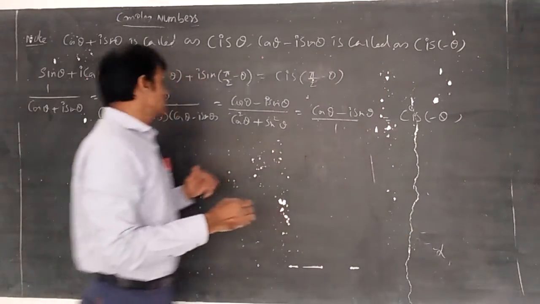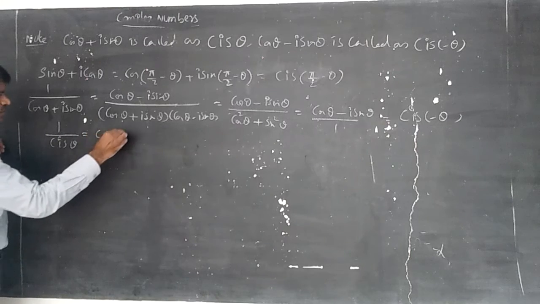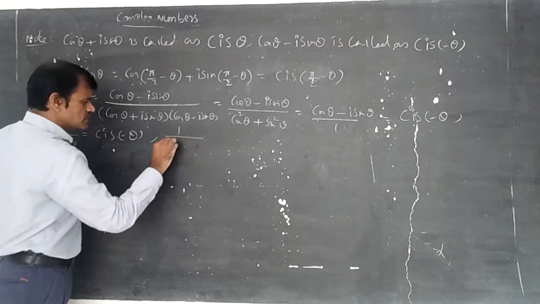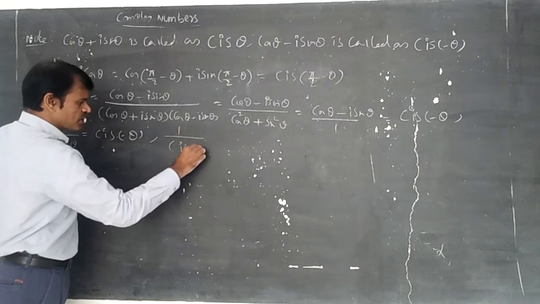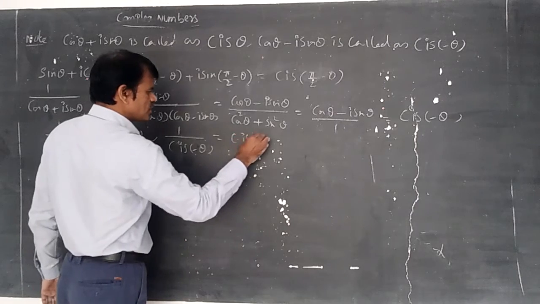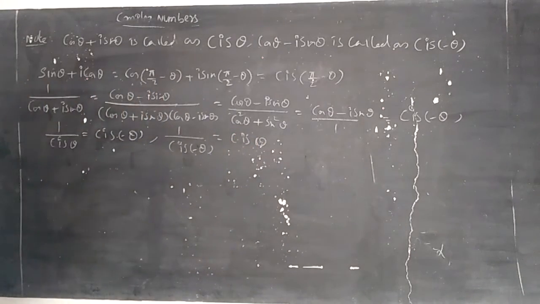So the result is the formula I am going to discuss with you, that 1 by cis theta is equal to cis of minus theta, and 1 by cis of minus theta is cis theta. It is called the vice versa concept. 1 by cis of minus theta you can write as cis theta. 1 by cis theta is cis of minus theta, and 1 by cis of minus theta is cis theta.